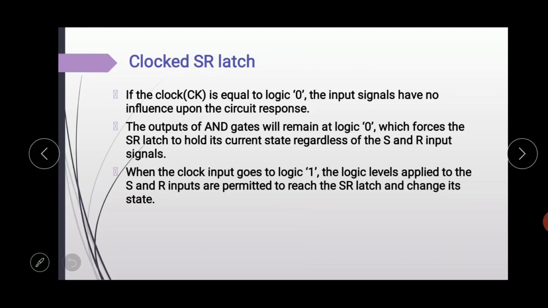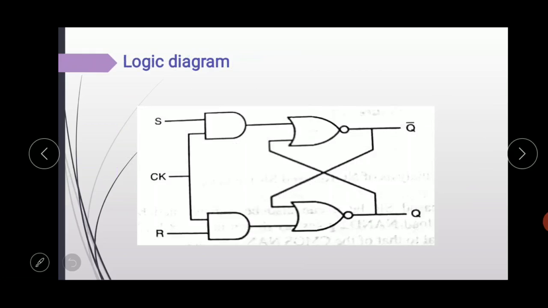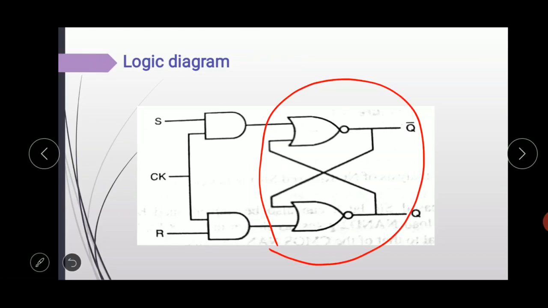So, clocked SR latch. Let's go to the logic diagram. This one is the logic diagram. It consists of 2 NOR gates and 2 AND gates. This part is the SR latch part, the same operation that we discussed in the previous class. This one is the extra part present in clocked SR latch. This part is required to give the clock signal to this SR latch.